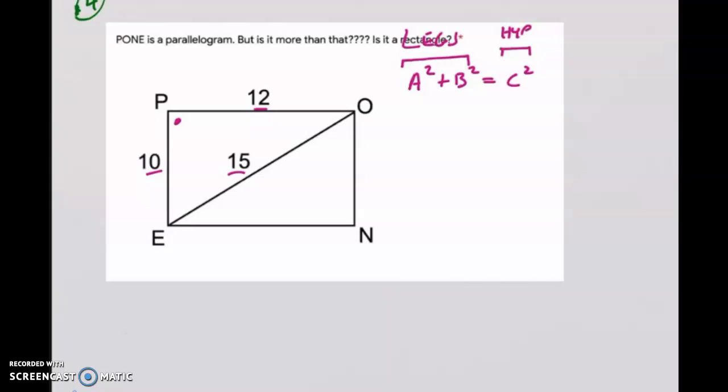If you do the Pythagorean theorem and you get an equivalent measure of the legs to the hypotenuse, that means that P is going to be right.